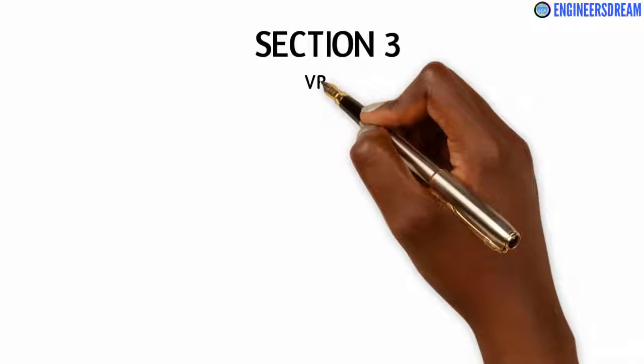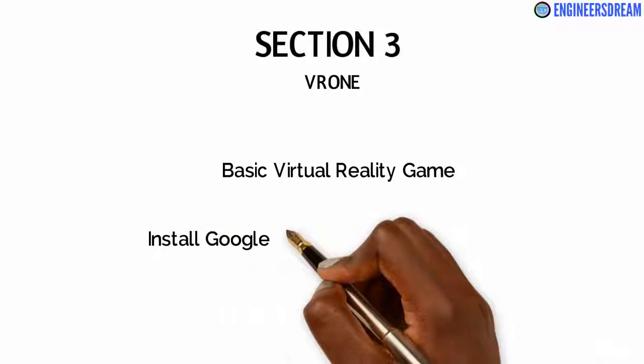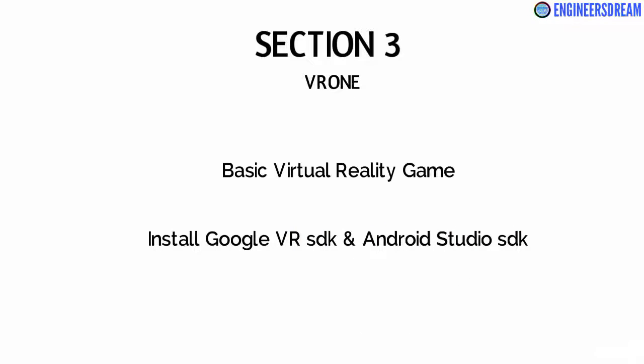In section 3, we'll create a first VR game called the VR1. In this game, we will just have a rotating cube. The main goal of this section is to install the Google VR SDK and the Android Studio SDK, which are the necessary components required for experiencing virtual reality.